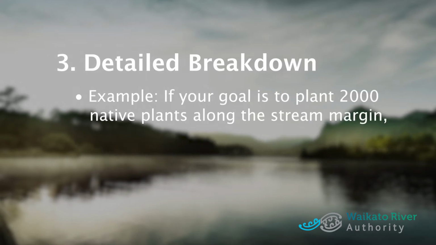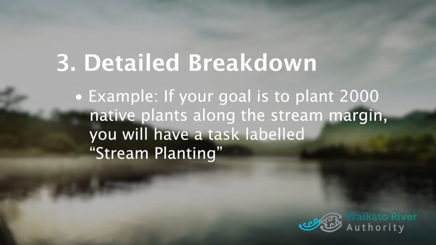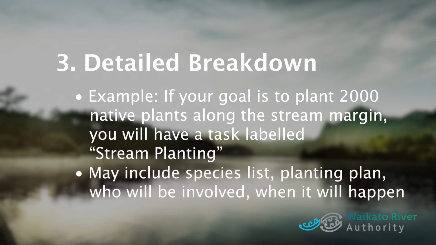For example, if you have a goal to plant 2,000 native plants along the stream margin, you will have a task labelled stream planting. Within this project task, you will include more detail around what, how, where, when and who. This might include a species list, size of plants to be used, a planting plan showing the locations of different plants, information about how far apart you will plant the plants. It may even include information around who will do the planting and when.